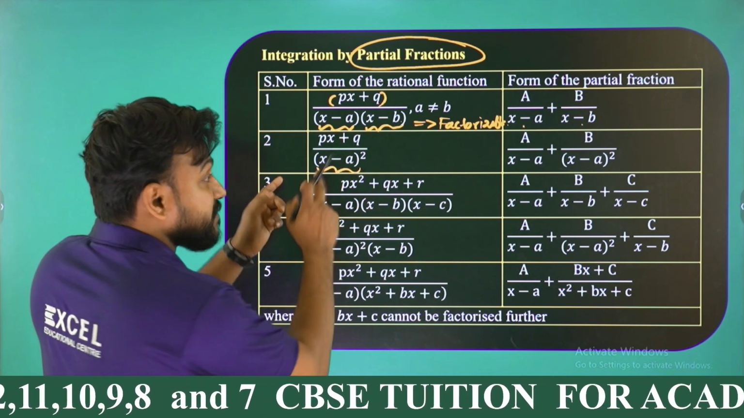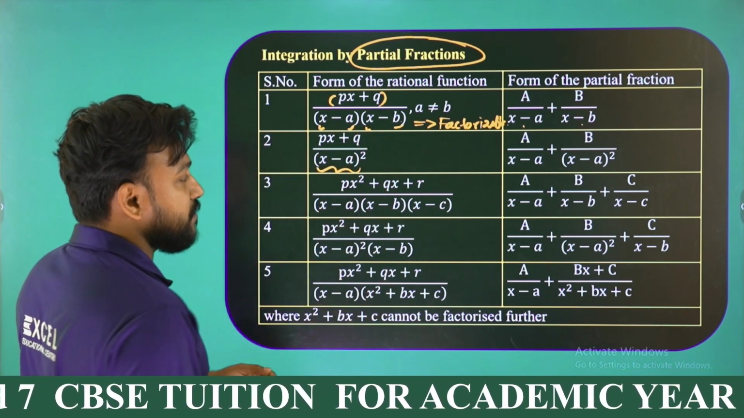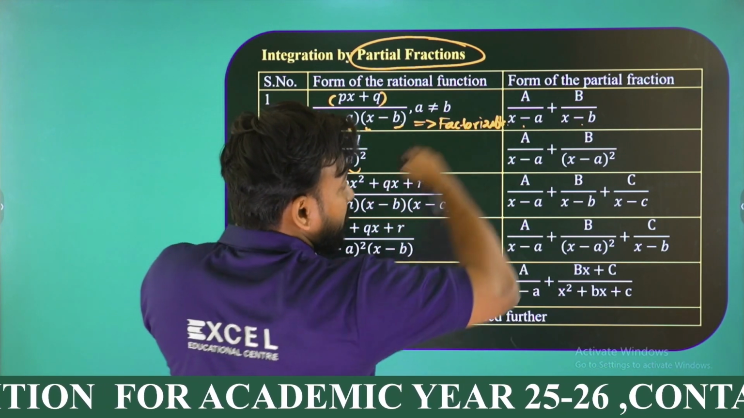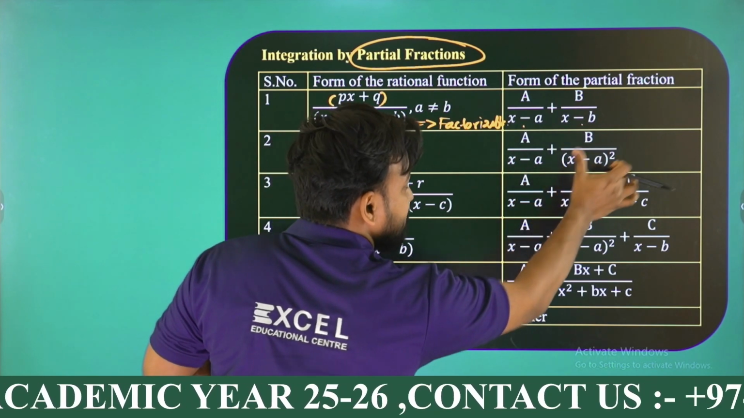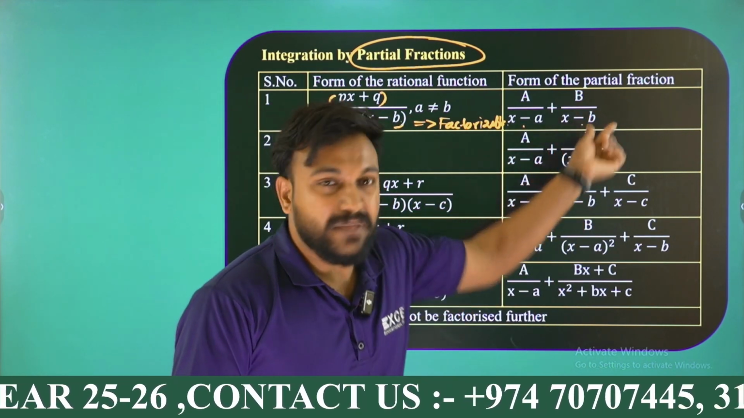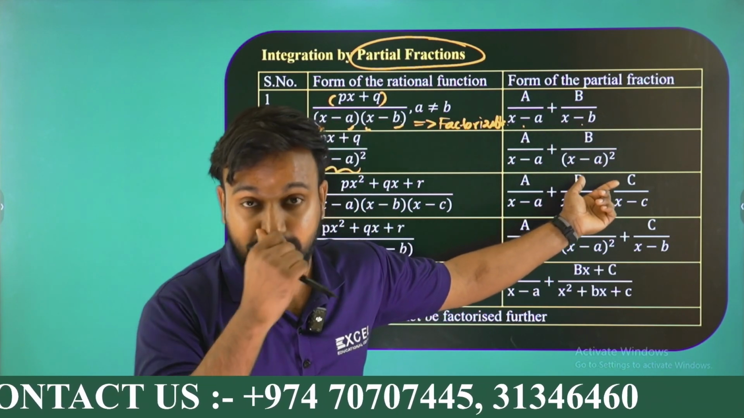But both the factors are the same. X minus a into x minus a. That will become what? X minus a the whole square. So at that time, the partial fraction form is what? A by x minus a plus b by x minus a the whole square. Don't write a by x minus a plus b by x minus a. It's a by x minus a plus b by x minus a the whole square.